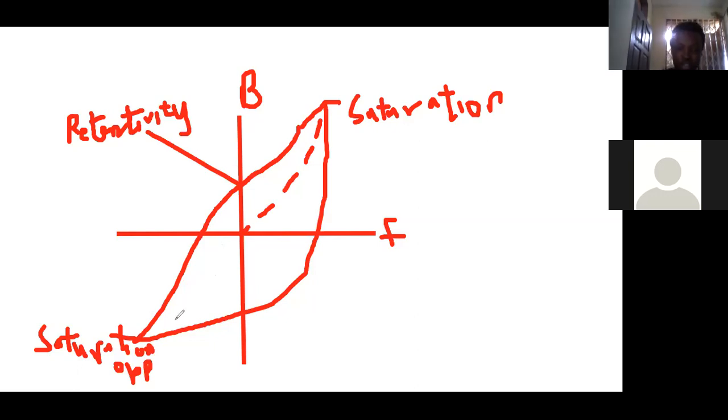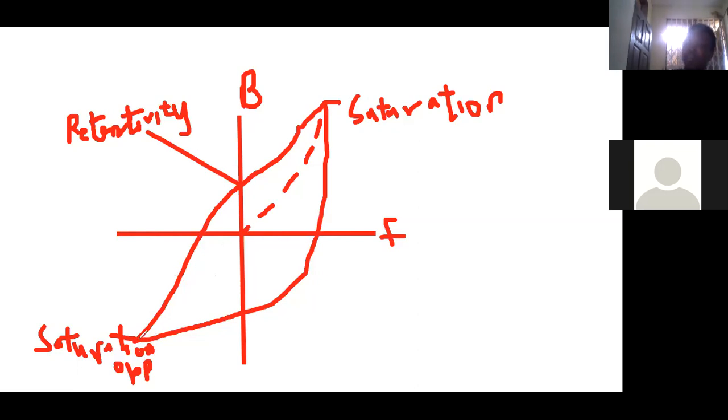And so then we get to a point where it becomes saturated in the opposite direction. And when that happens, when you get to this point, nothing you do will have any effect on it.